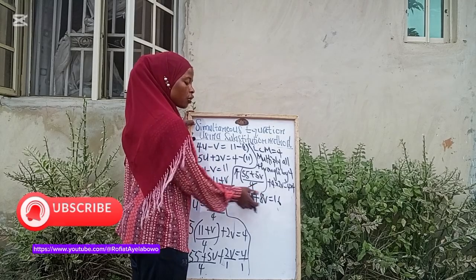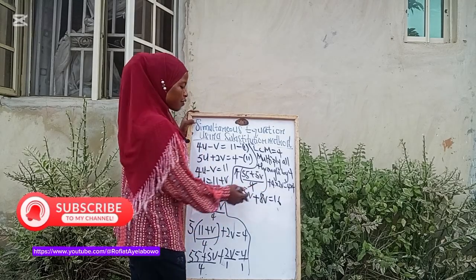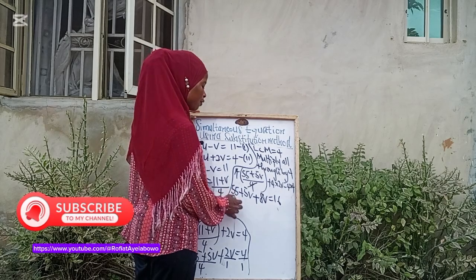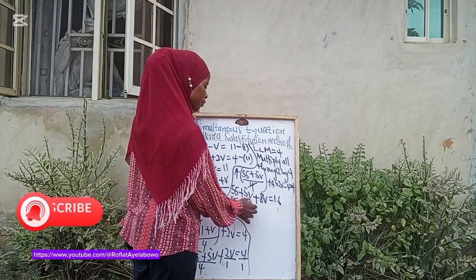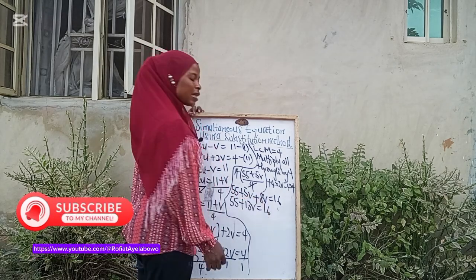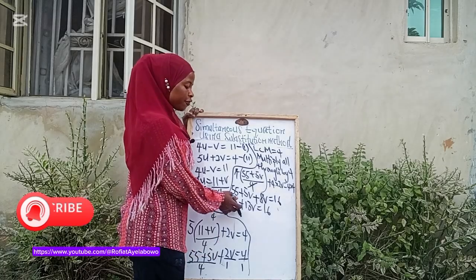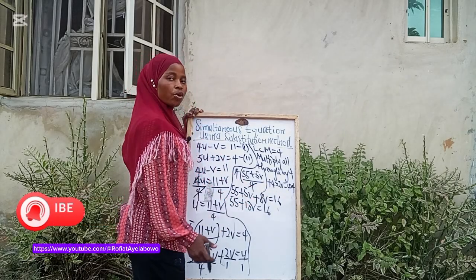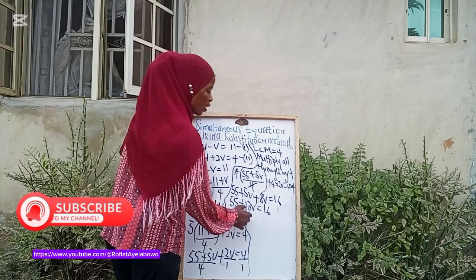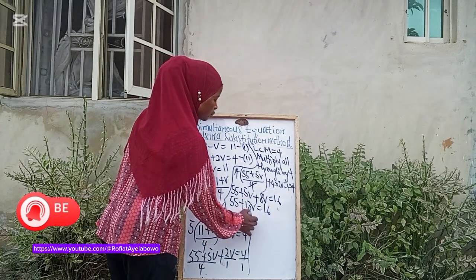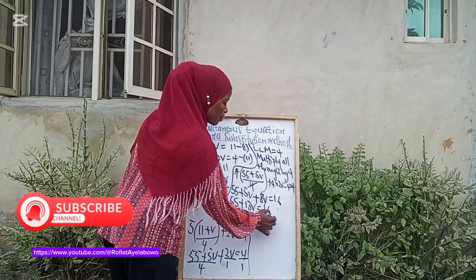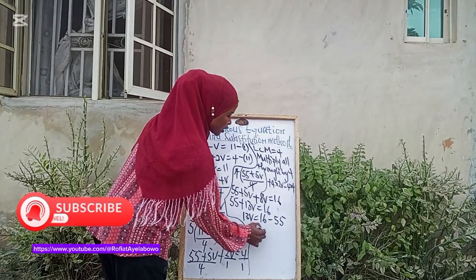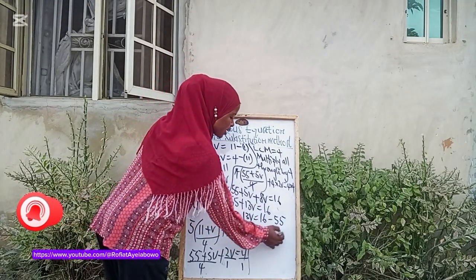Now let's solve this and this. They are like terms. 5v plus 8v will give us 13v. We have 55 plus 13v is equal to 16. Now the next thing is to collect like terms. 55, bring it to the other side of the equation and allow 13v to be on the left side of the equation. You have 13v is equal to 16 minus 55. You have 13v is equal to minus 39.